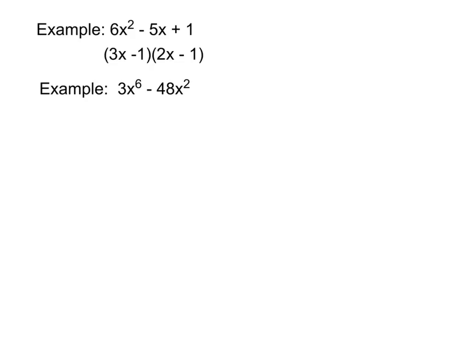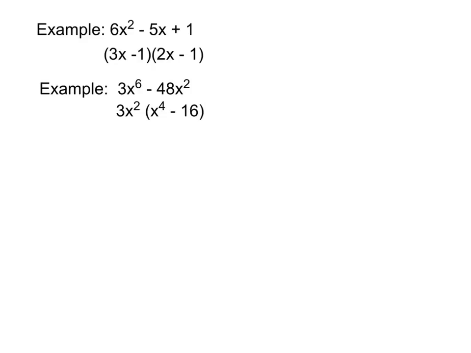So now, what if I get a very general example? We got 2 terms, 3x to the 6th minus 48x squared. Well, remember, the first rule in factoring is to look first to see if there's anything common. And if we look closely at this, we've got an x squared, we also got a 3. So let's factor the 3x squared out and see what we get. So we end up with 3x squared, like I said, times x to the 4th minus 16. Well, are we finished? Well, look what's in the parentheses.